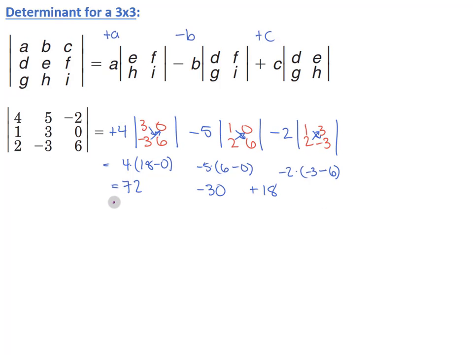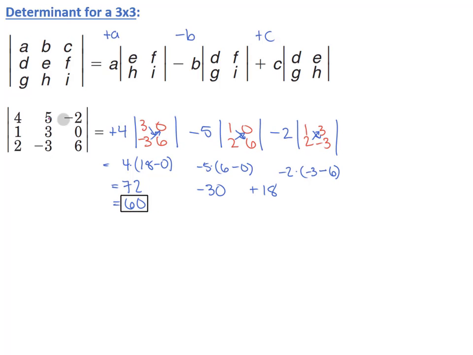So adding these together will give us our final result. 72 and 18 make 90, minus 30 is 60. Our final determinant for this 3 by 3 matrix is 60.